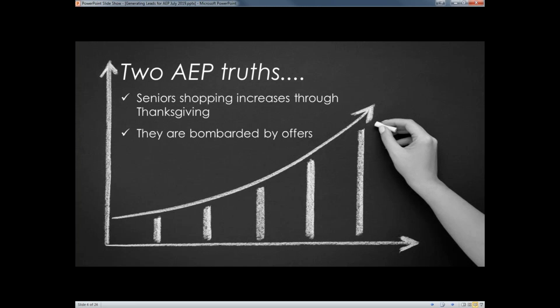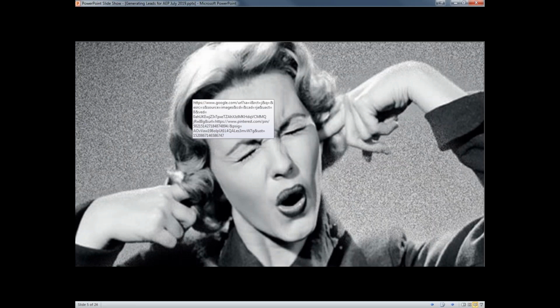And the other thing is, just because we know how busy it is, and you guys know this, they are absolutely, totally bombarded by offers. So what we've got to do is find a way that we can actually break through the noise and really get across to them.